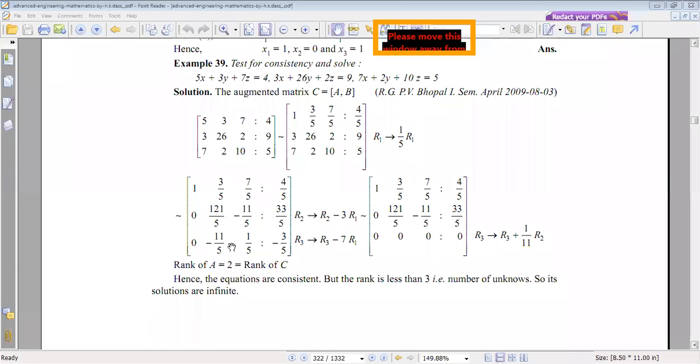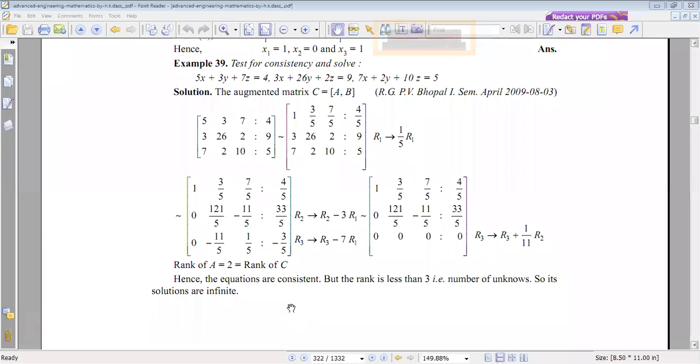But the rank is 2. How many unknowns are there? X, Y, and Z. 3 unknowns are there. That means the rank of the matrix is less than the number of unknowns. If the rank of the matrix is less than the number of unknowns, then this system has what? Infinite number of solutions. Clear? Hence the equations are consistent, but the rank is less than 3, the number of unknowns. So its solutions are infinite.